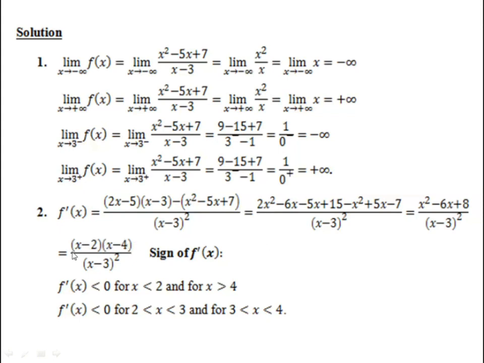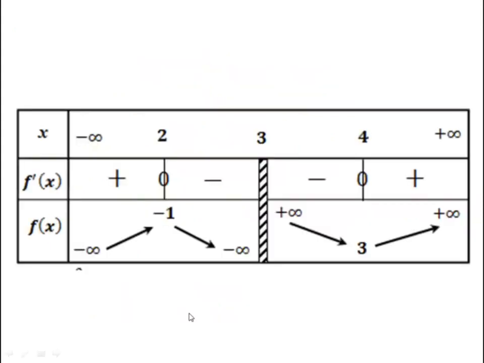As we know, the sign of the product of two binomials is same, opposite, same: plus, minus, plus. So between 2 and 4 it is negative, because the rule is plus minus plus. So for x less than 2 and after 4, the derivative is positive, and between them, the derivative is negative. Now we will build the table of variations of f.